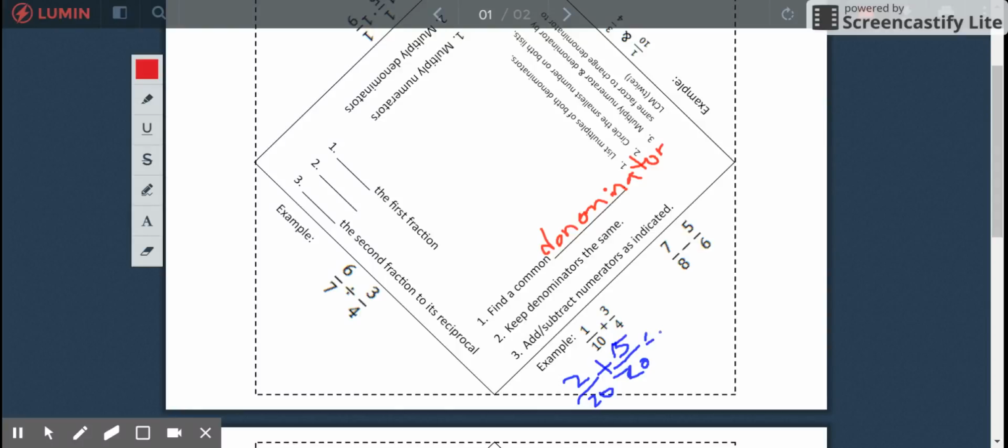Step 2, keep the denominators the same, so they stay over 20. My numerators, 2 and 15, I'm going to add them, and that gives me my final fraction of 17/20.